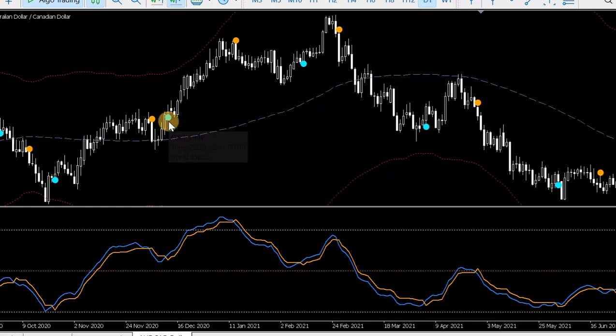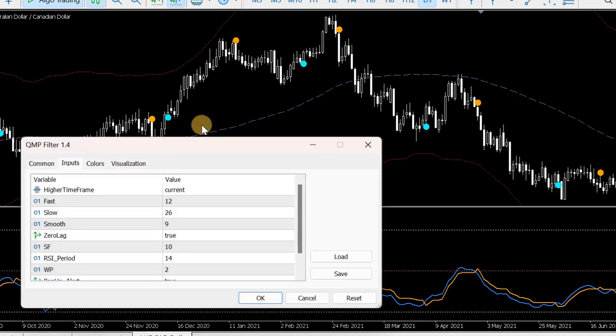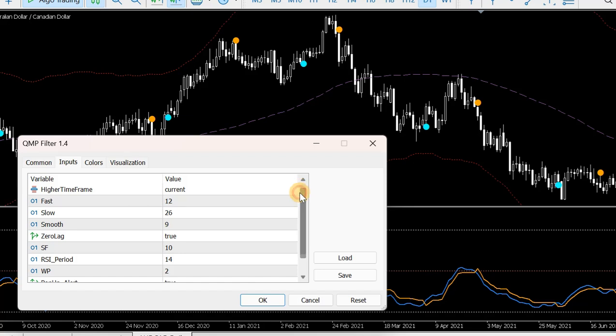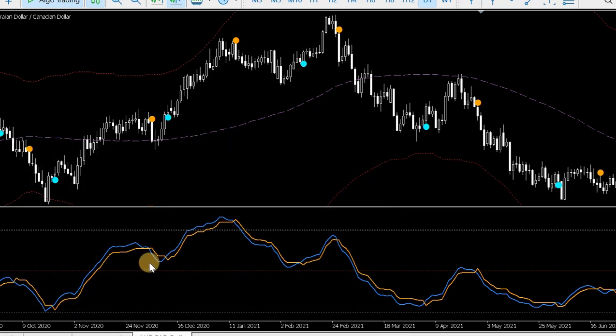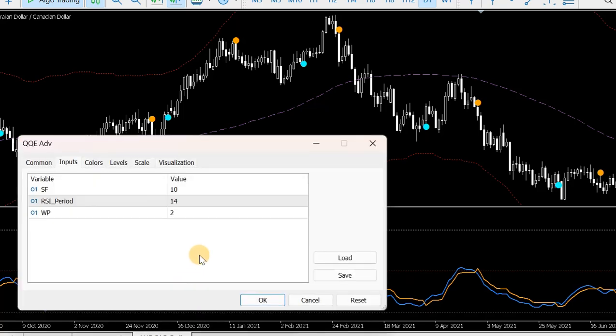And we've got the QMP filter, slightly different colors, I just use different colors. The properties: the standard MACD Platinum 12, 26, 9, but the QQE settings are 10, 14, and 2 instead of 1, 8, and 3. So that's that, and this is the QQE Advanced. That's the same setup, all right, so that is 10, 14, and 2.